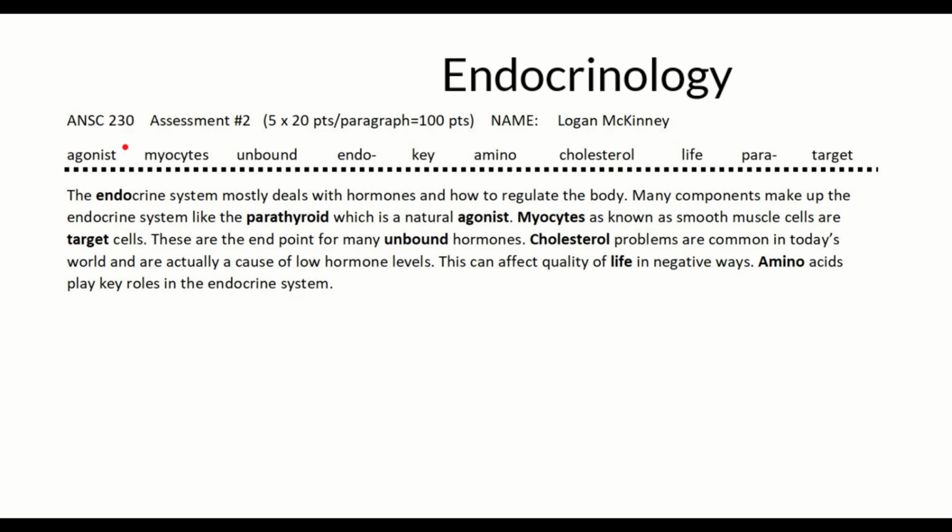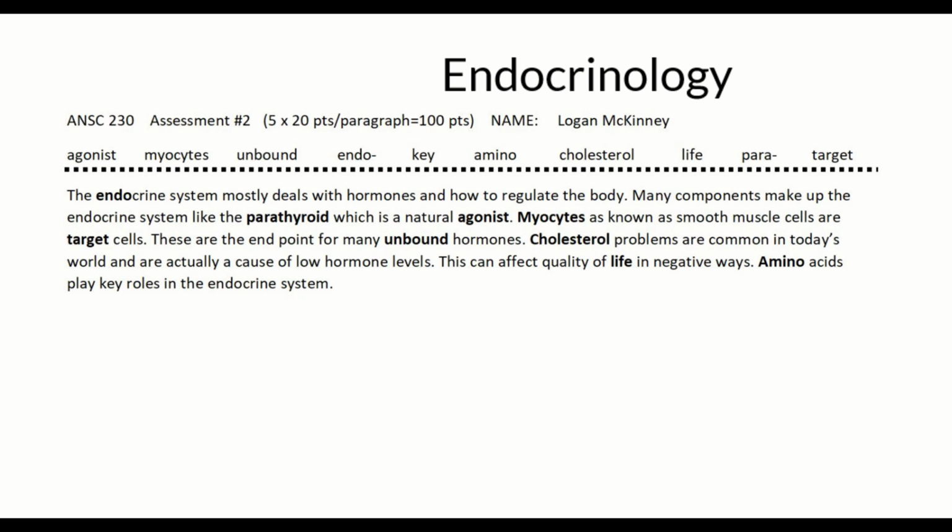Okay. An agonist is a hormone, or is a compound, I should say, that acts like the hormone. Like, let's say, progesterone agonist. That means it's a chemical that acts like progesterone. Myocytes, muscle cells. Unbound, well, there's hormones in the system that are in the blood, especially, that are bound to carrier proteins, and then there's others that are unbound. Someplace in the reading or the videos, it refers to unbound hormones as the free hormones.